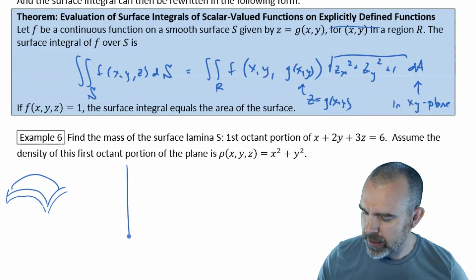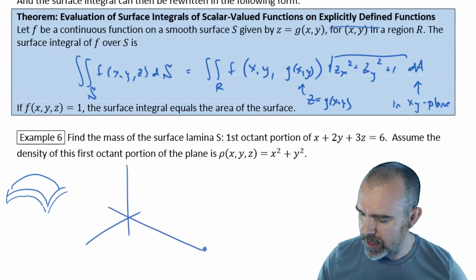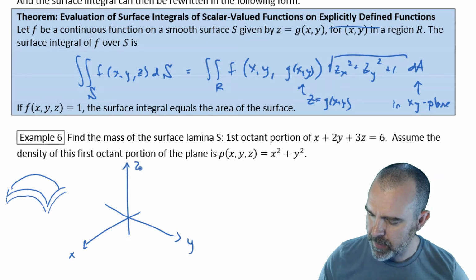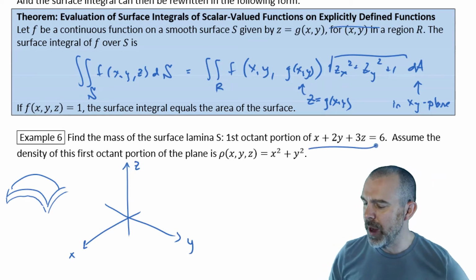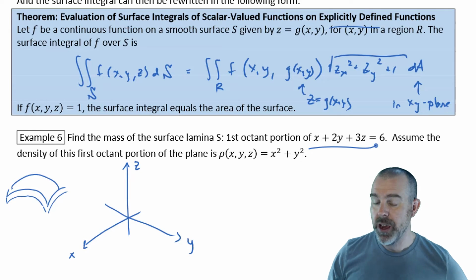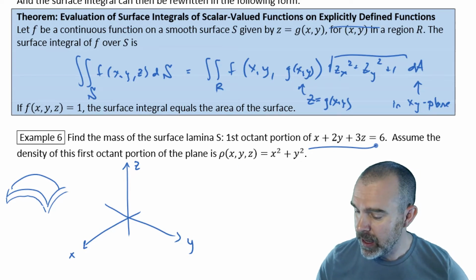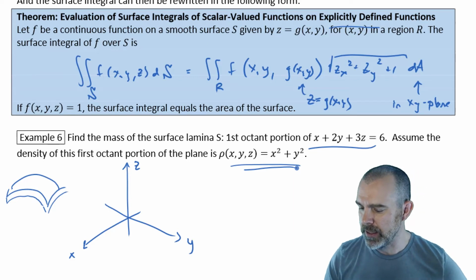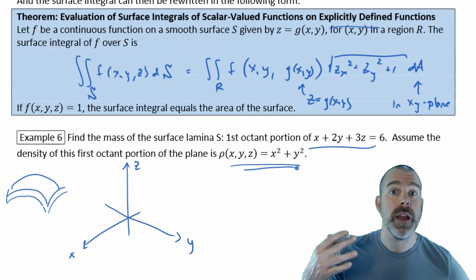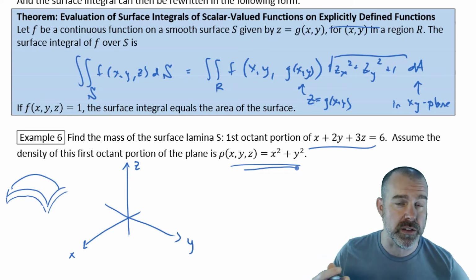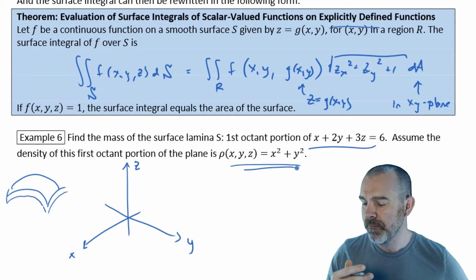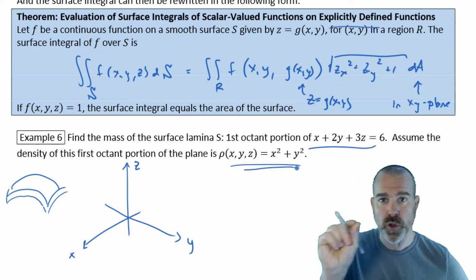So ours is the first octant portion of the plane x plus 2y plus 3z equals 6. We're going to assume the density is rho of x, y, z equals x squared plus y squared. That's our density. So for the mass, we're just going to integrate the density over the surface, not the volume, not a region. This is the density per square unit.